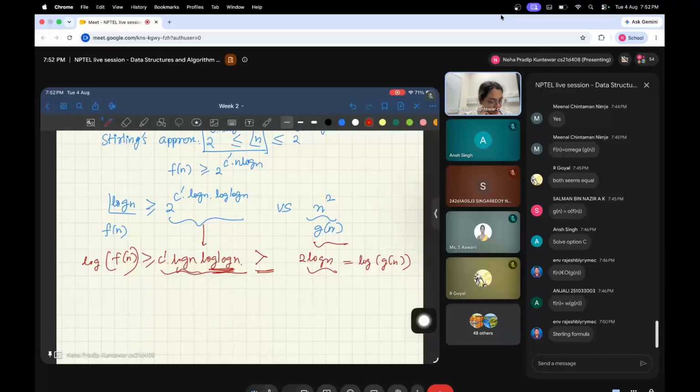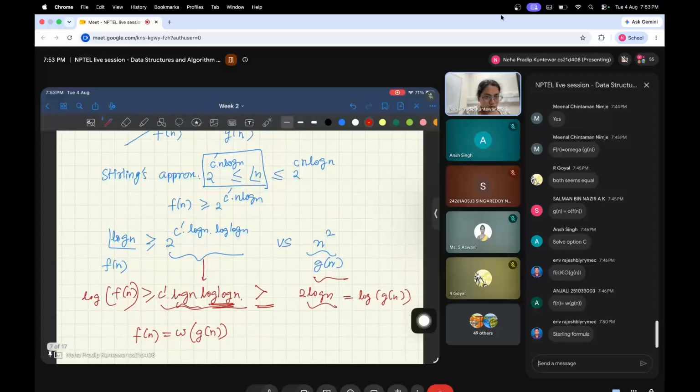Okay, so that means f of n is little omega of g of n. Is this fine with everyone, or do you want me to explain any part of this?